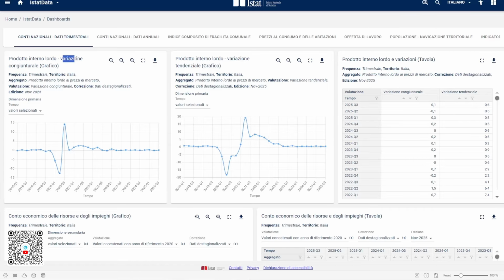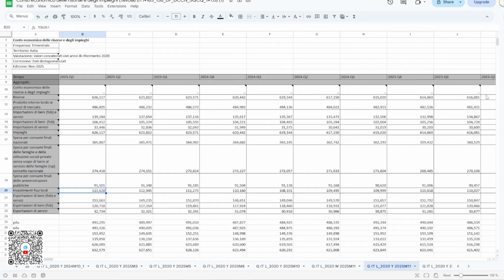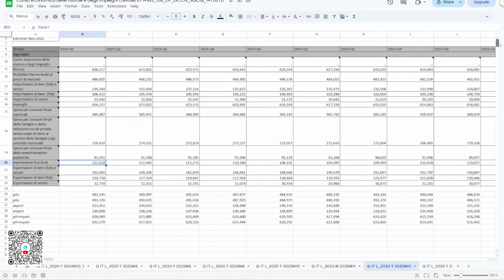We have conjunctural variance of GDP and tendential variance, which is to say the conjunctural is quarter-on-quarter growth, and the tendential is this year's quarter growth compared to the same quarter the past year. So one is year on year, one is quarter on quarter. I don't know why they use conjunctural and tendential; quarter on quarter or year on year would be much easier. But anyway, for ISTAT, the sum does not equal the total.